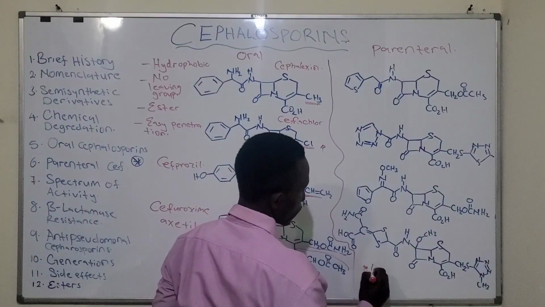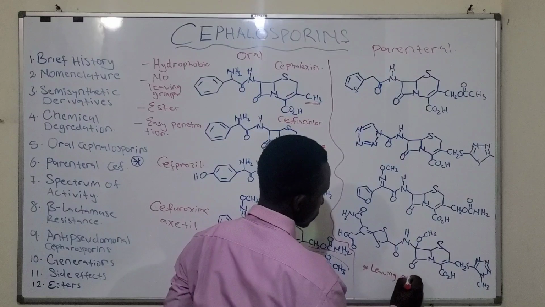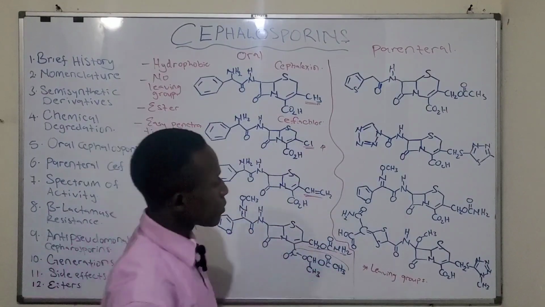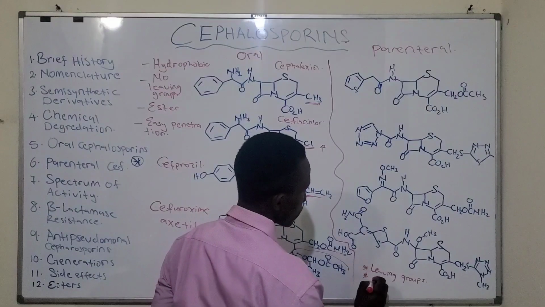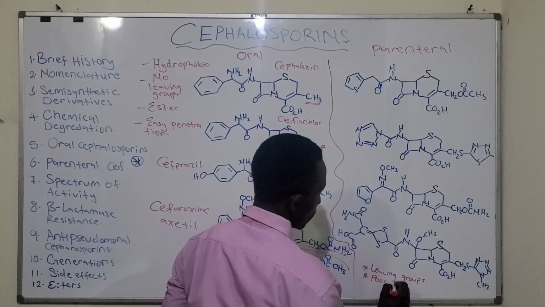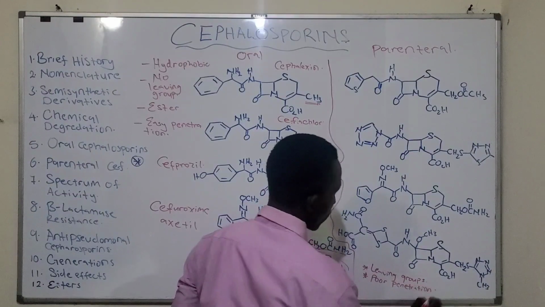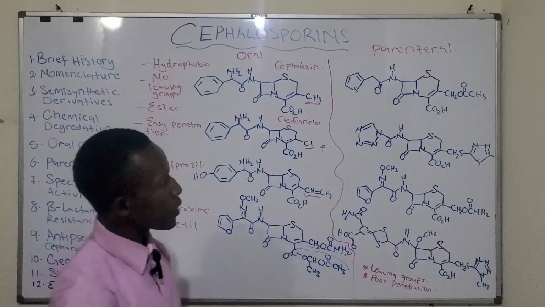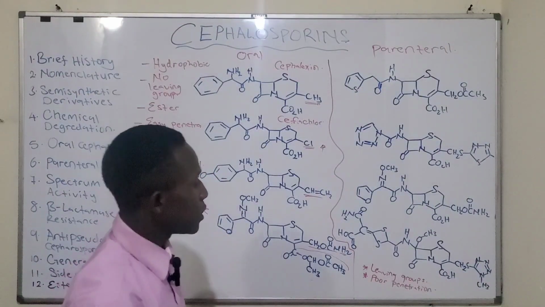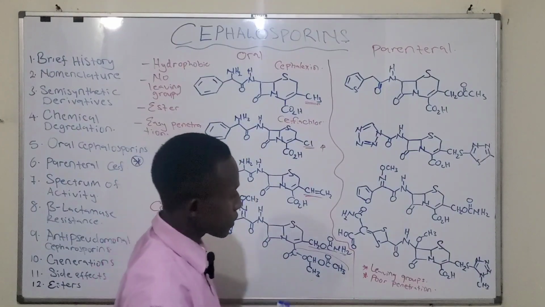They have leaving groups. If it doesn't have a leaving group, it means that it has poor penetration through the membrane. Yes, some have no leaving groups, but they have poor penetration through the membrane because of the more hydrophilic parts.